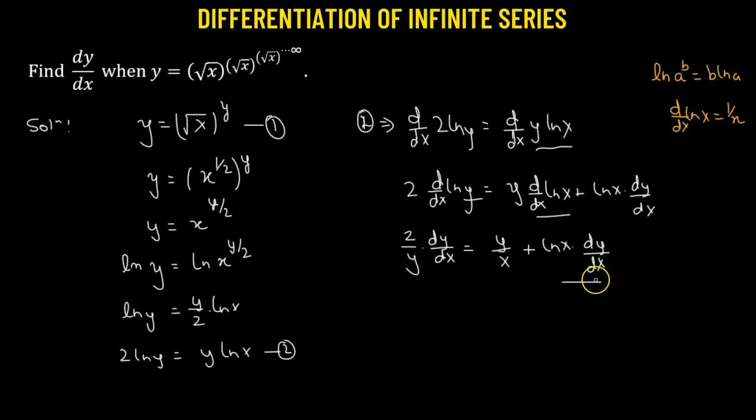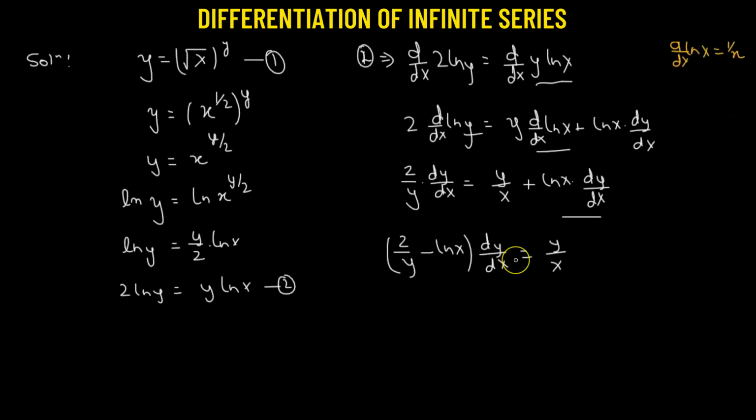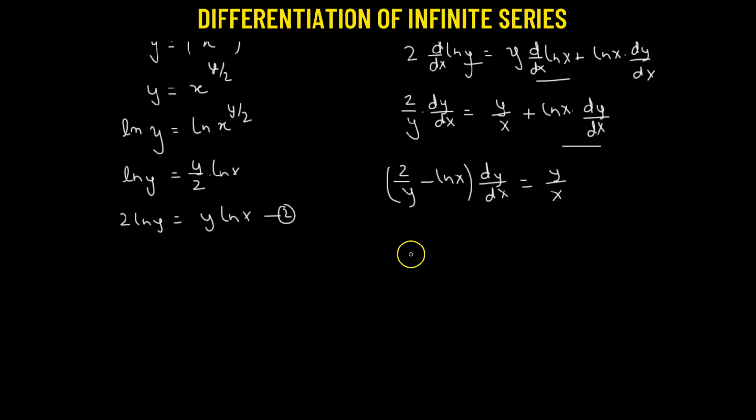We'll transpose this second term from the right hand side to the left hand side. So we get 2 over y minus log of x, multiplied by the derivative of y with respect to x, equals y over x. We can combine the two terms within the parentheses to get 2 minus y log of x, divided by y, times the derivative of y with respect to x, equals y over x.